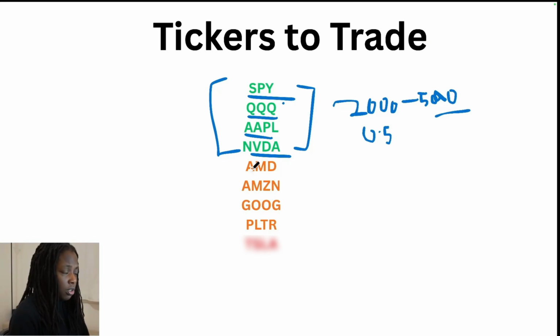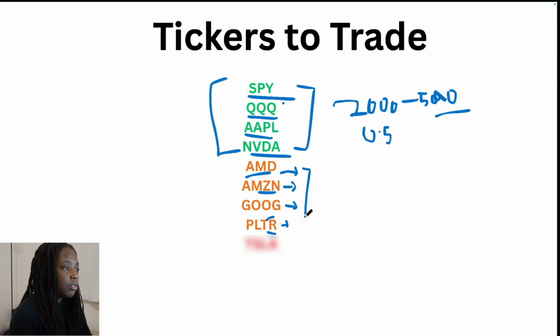Now, you're probably wondering why I have AMD, Amazon, Google, and PLTR in orange. I have them in orange because lately I've noticed that AMD's contracts have become expensive, and not only expensive, they're a little bit spready and have relatively high deltas on in the money option contracts, right? Amazon, spready. Google, can be spready. PLTR, pretty spready and volatile.